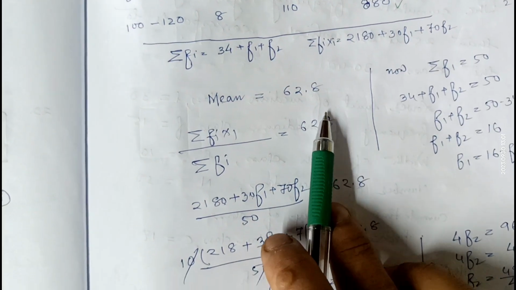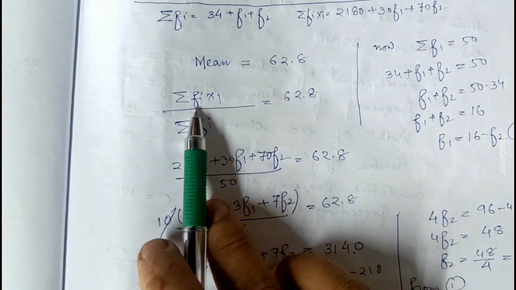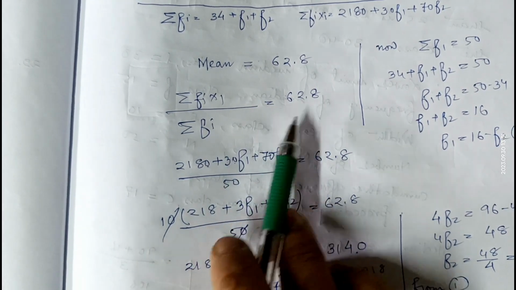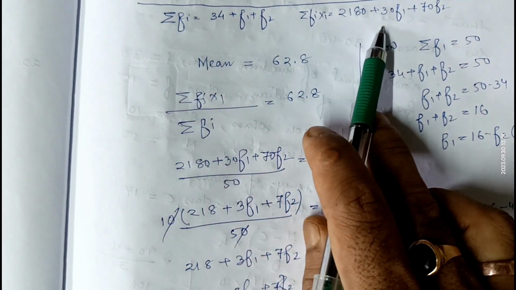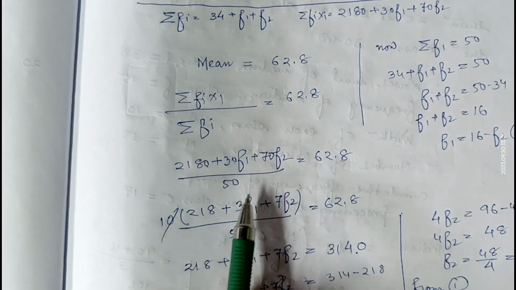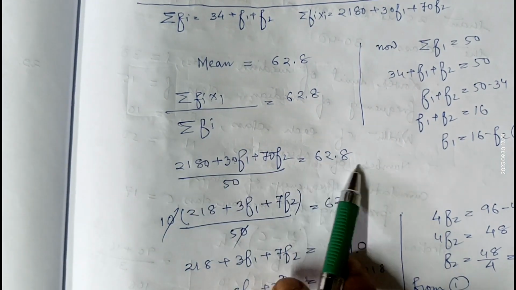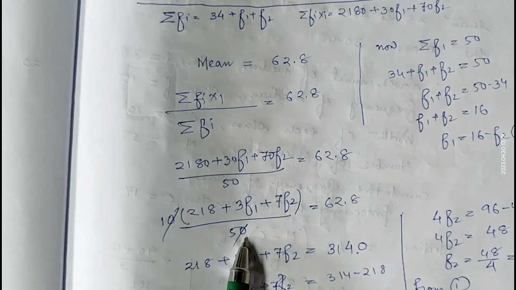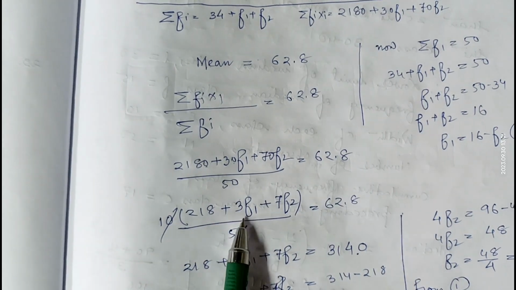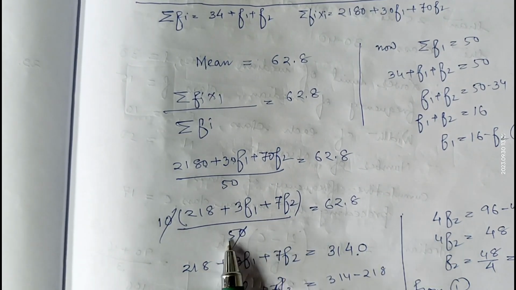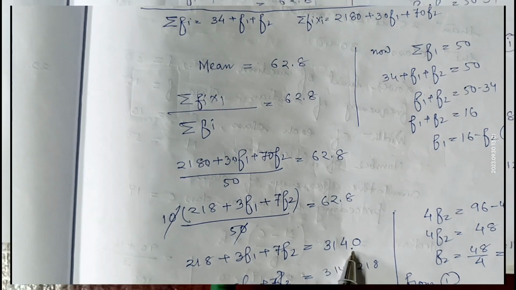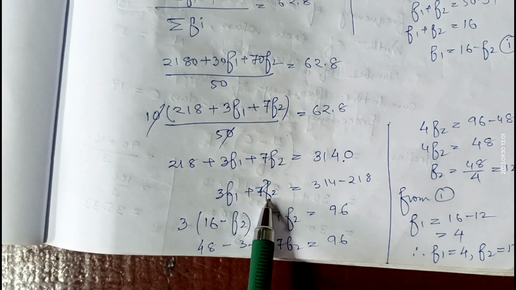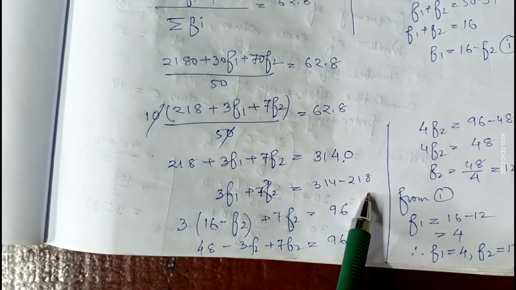Now in the question it is given that the mean is 62.8. Mean is summation Fi Xi by summation Fi, equal to 62.8. So (2180 plus 30 F1 plus 70 F2) divided by the total frequency 50 is 62.8. If I take 10 common, 10 and 50 can be cancelled, so we are left with 218 plus 3 F1 plus 7 F2. 5 into 62.8 will give 314. If I transfer 218 to the other side, it will be 3 F1 plus 7 F2 is 314 minus 218.